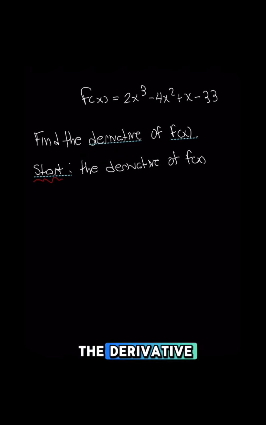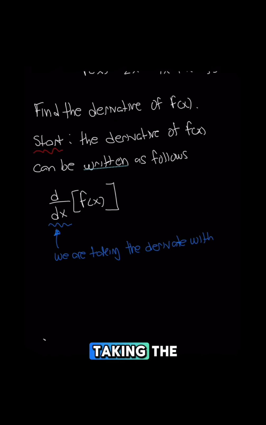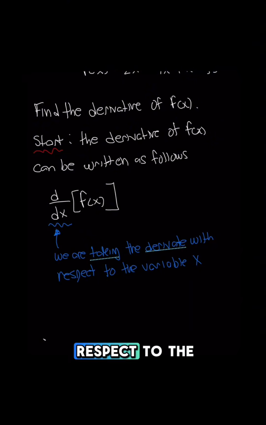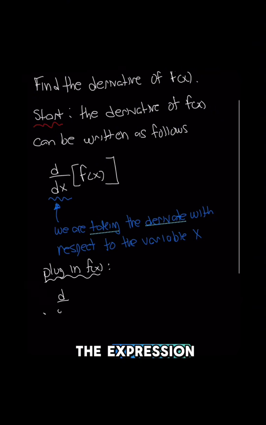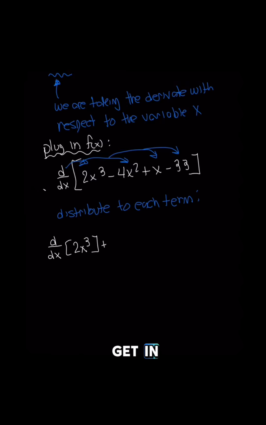So to start off, the derivative of f of x can be written as follows, where d dx just represents what we're taking the derivative of. We're taking the derivative with respect to the variable x. We can plug in the expression for f of x here. We distribute the derivative d dx to each term. We can get it in this form here.